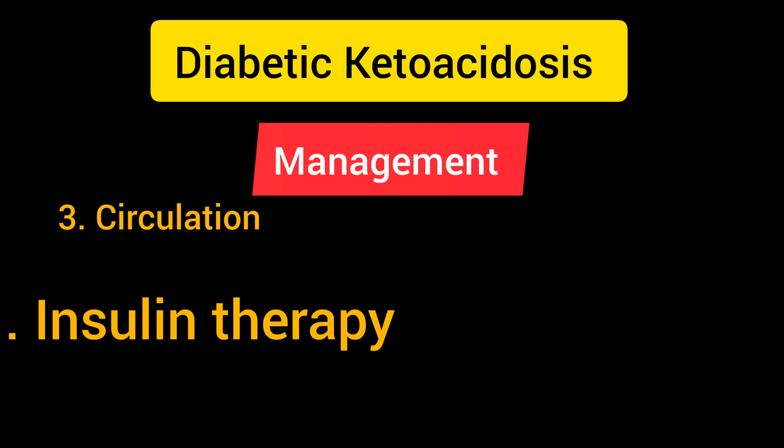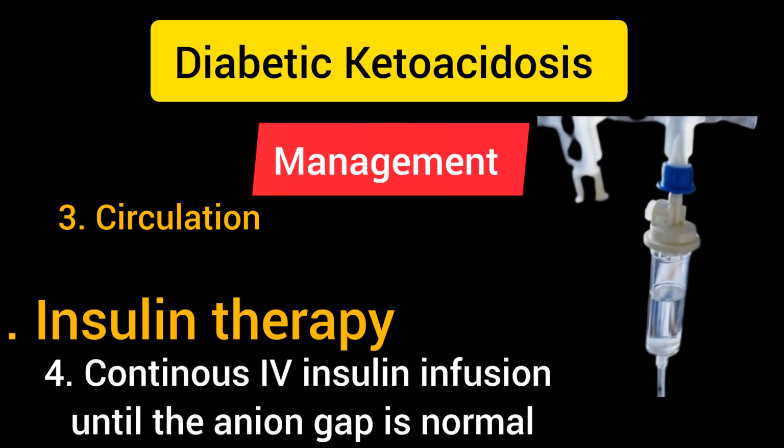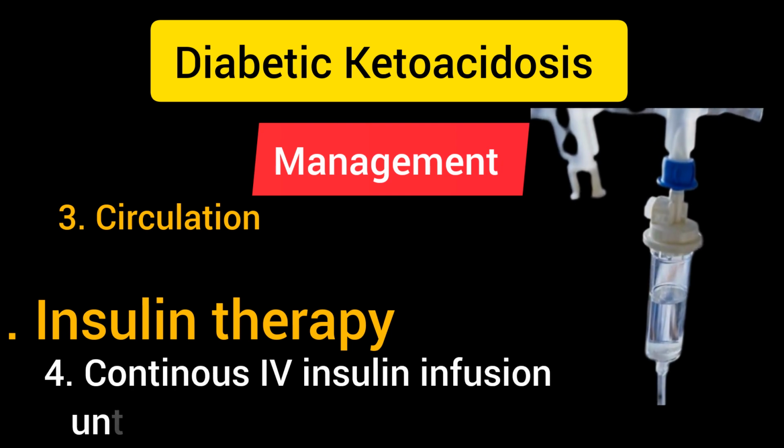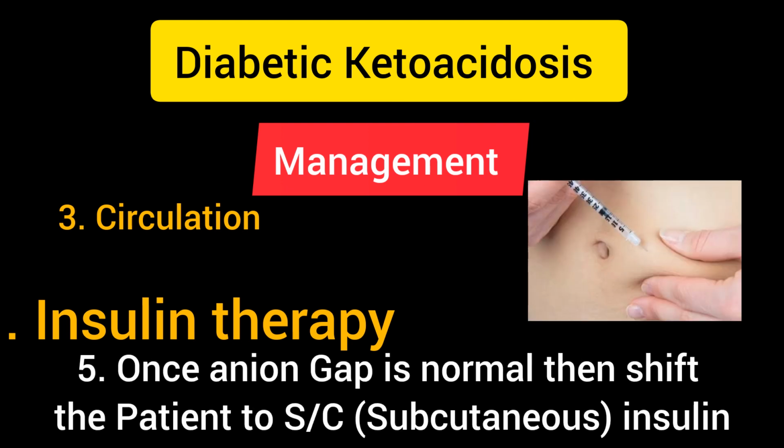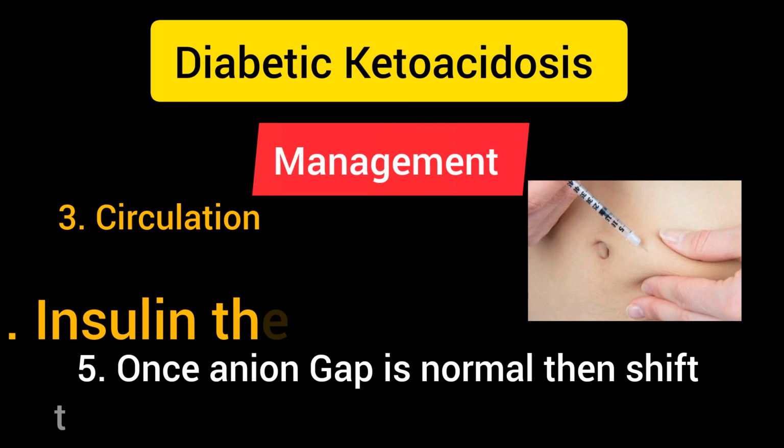Number 4. Continuous IV insulin infusion until the anion gap is normal. Number 5. Once the anion gap is normal, then shift the patient to subcutaneous insulin.